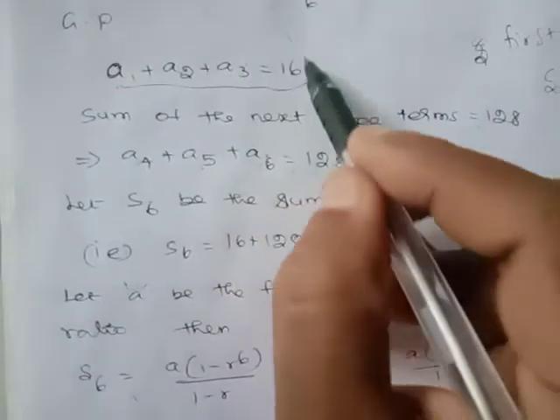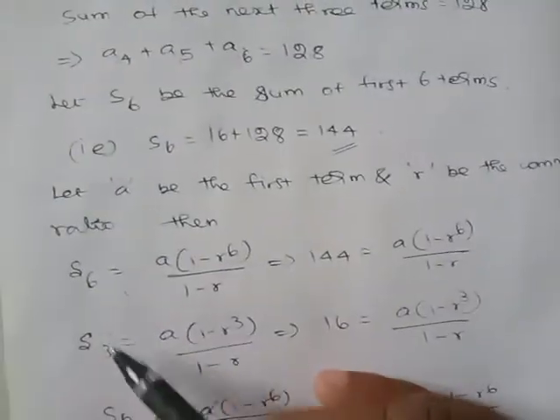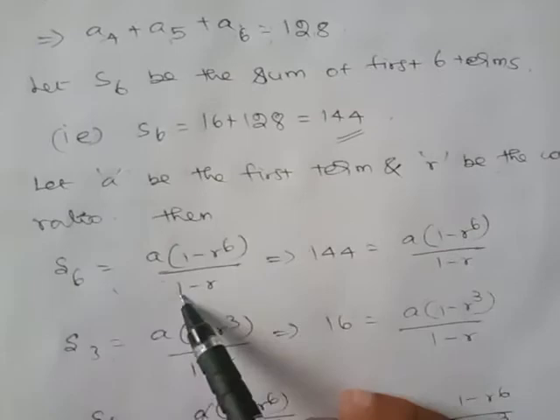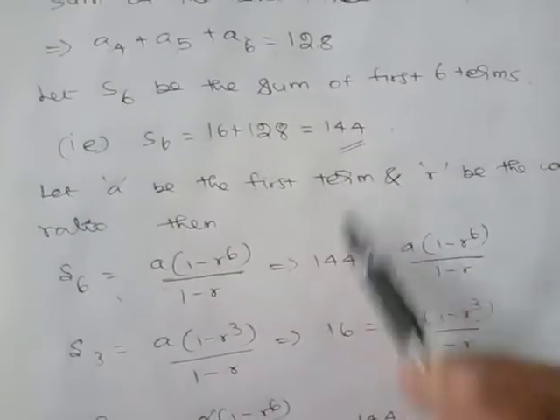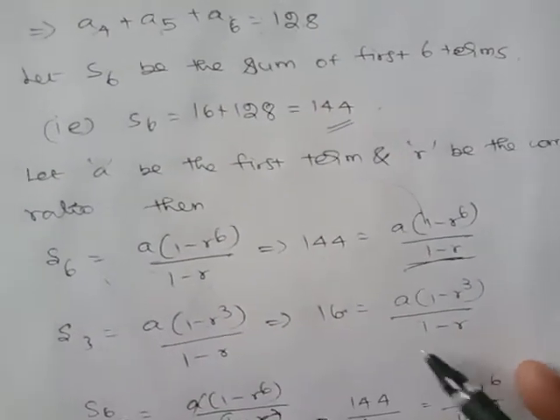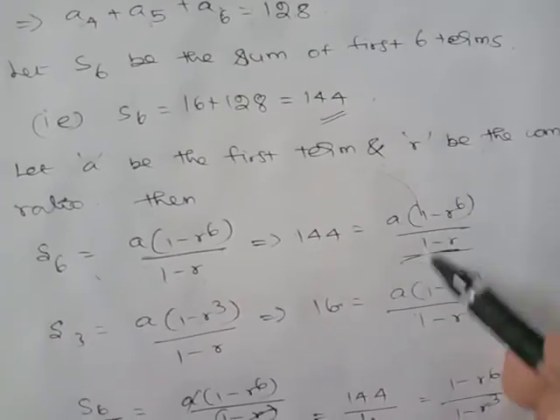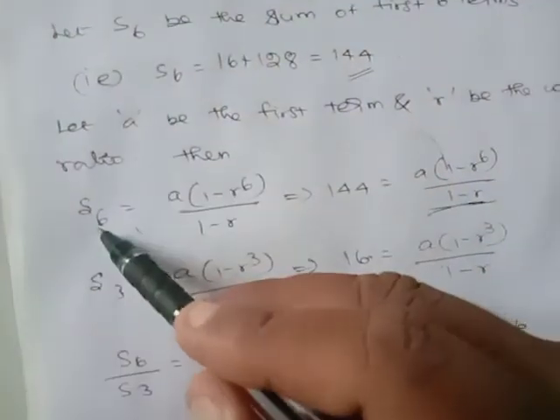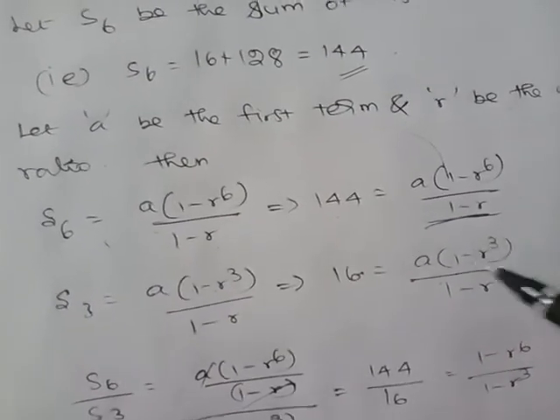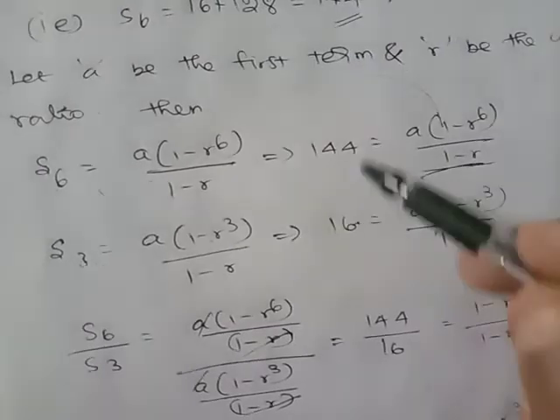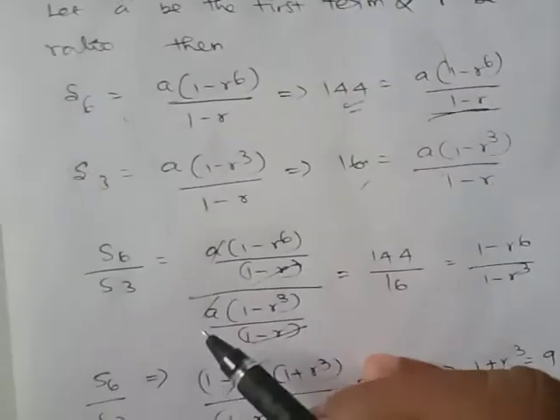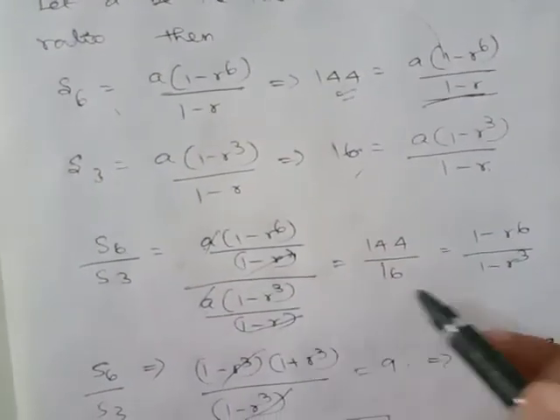The sum of the first 3 terms is equal to 16. We are calculating both of them. S6, the sum of 6 terms, is equal to a into 1 minus r power 6 divided by 1 minus r. We know the sum of 6 terms is equal to 144, and this formula is written as it is. The sum of 3 terms is equal to 16, and here we need to find the a and r values. Hence if we take the ratio S6 divided by S3, we can cancel out a and we will have only one variable. So only r will exist, then numbers. We can do the cross multiplication and simplify it. Finally we will get the value of r. So a got cancelled, and this expression got cancelled.